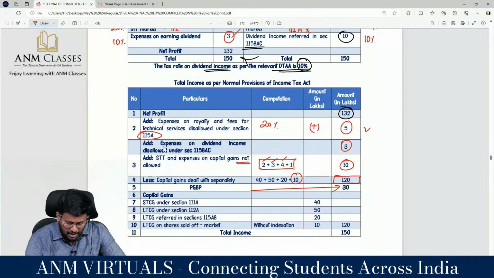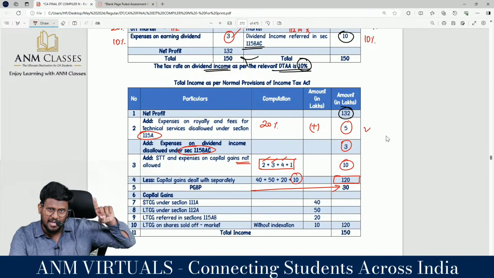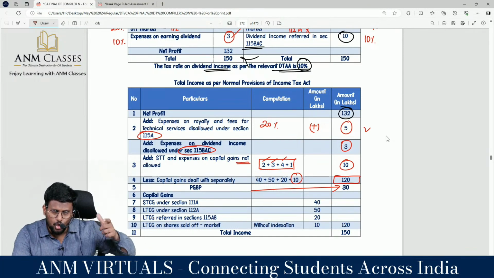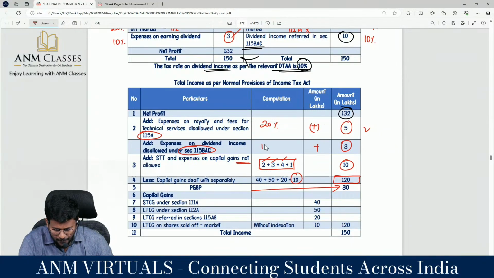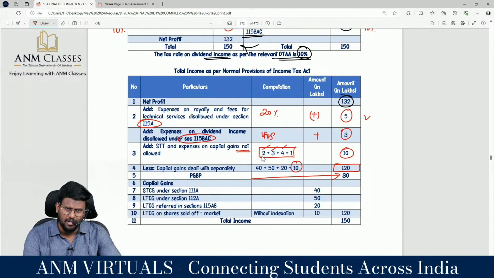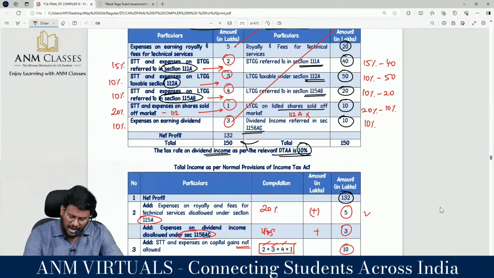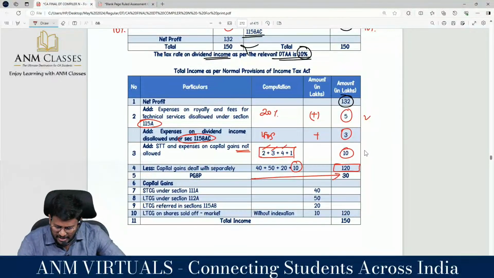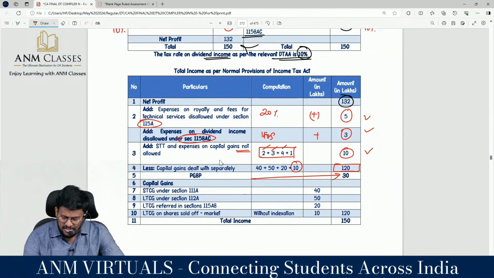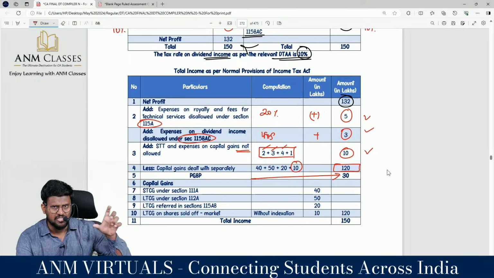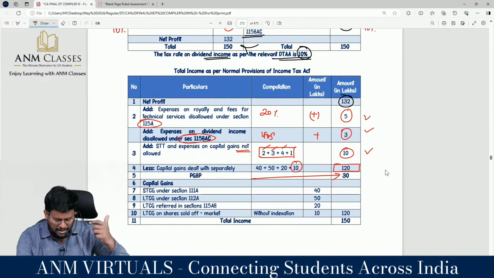Expense on dividend income is disallowed under 115BAC. Sir, dividend income will be taxable under IFOS, so the corresponding expenses should not be debited to the P&L account. Hence, this is an IFOS expense, and I am adding back. STT paid on capital gain is an expense relating to the capital gain head. All the STT debited, I am adding back irrespective of the percentage, which is 2 plus 3, 5 plus 4, 9 plus 1. My dear lovable students, 10 lakh I have added back. So these are the other than PGBP items debited to the P&L account of the foreign company that I have added back.